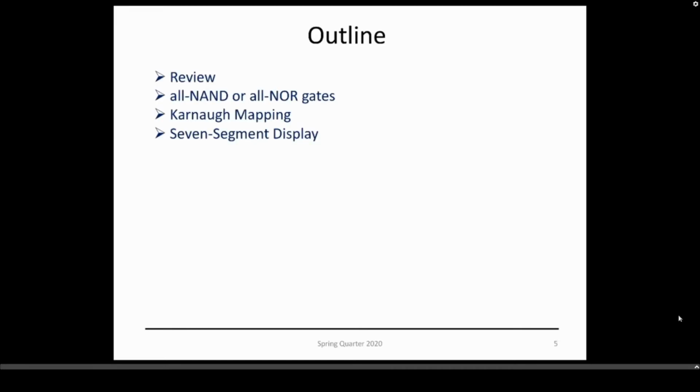So this is the outline. We're going to do a quick review, then cover a little bit of all NANDs and all NORs, then go over K-mapping, and the example for the week is going to be a 7-segment display.